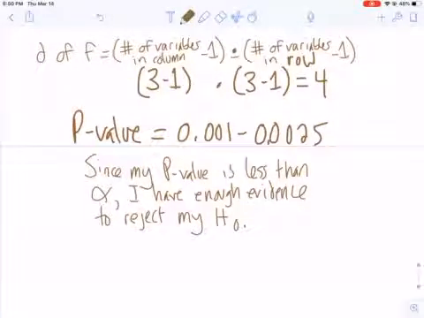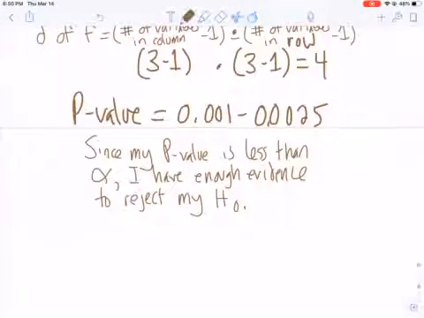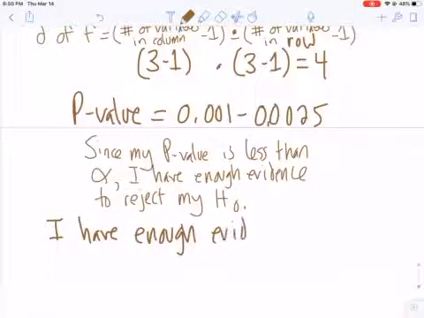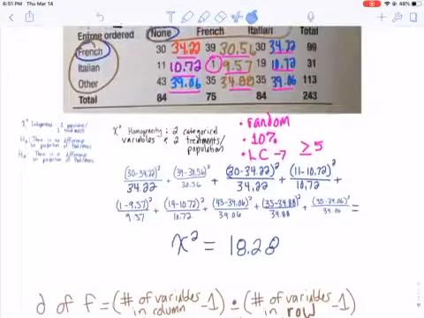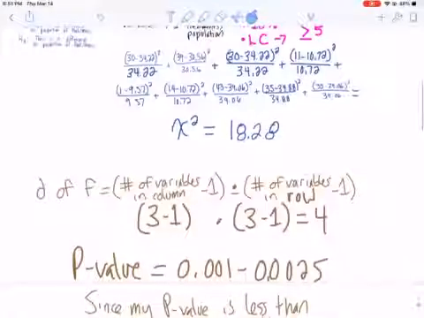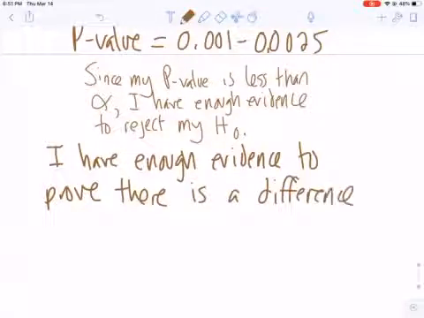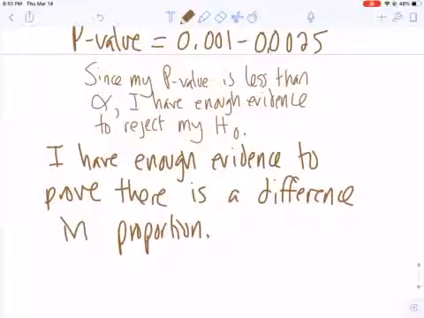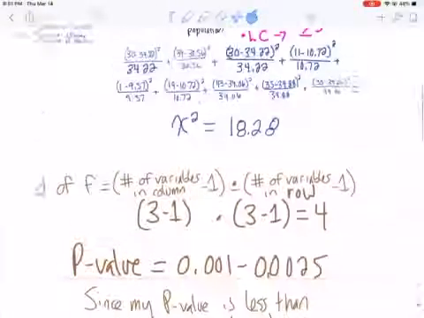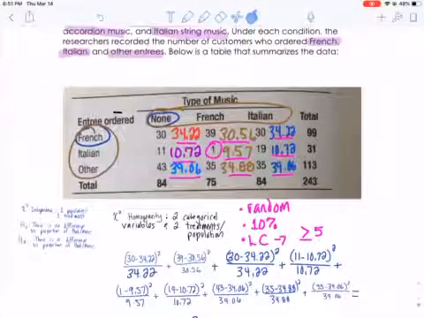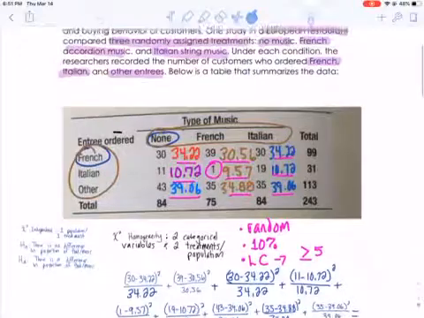Okay. So, what I can say now is I have enough evidence to prove, I can go back to my null and my alternate up here. So it's good to incorporate that, that there is a difference in proportion. So, I've proven here that it looks like there is a difference in proportion between the people who are ordering food based on what music they're listening to is.